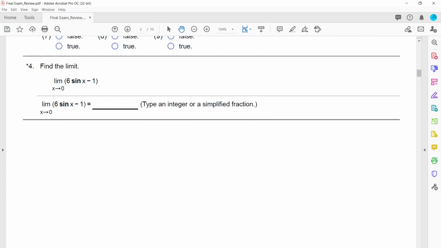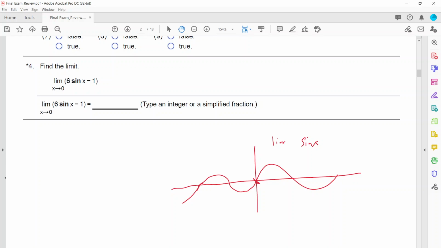So that's question number 3. Find the limit of this function. The idea is, as we know, the graph of the sine function looks like this. It keeps going, it's a periodic function. When x approaches 0 from the left or right side, sine x approaches 0. So that means the limit of sine x is 0.